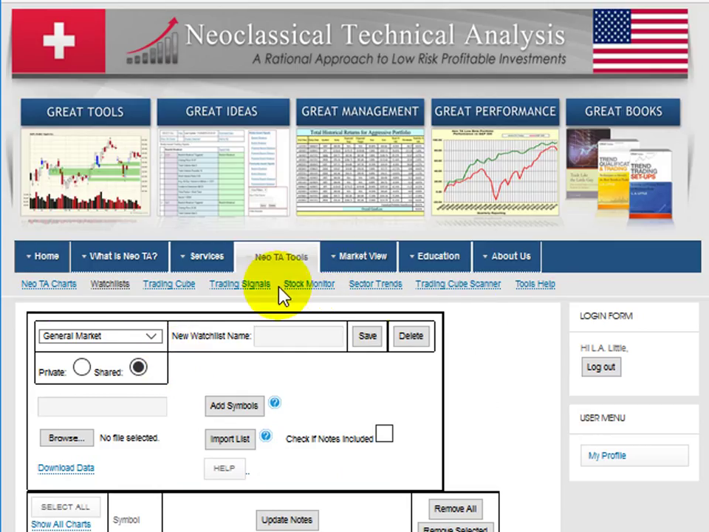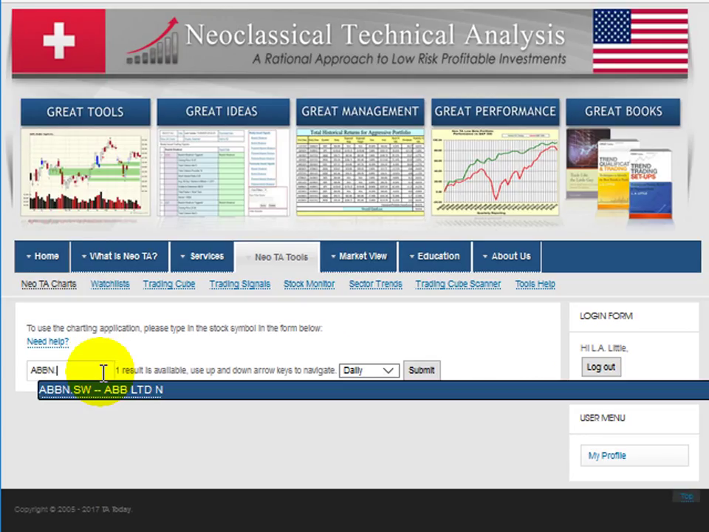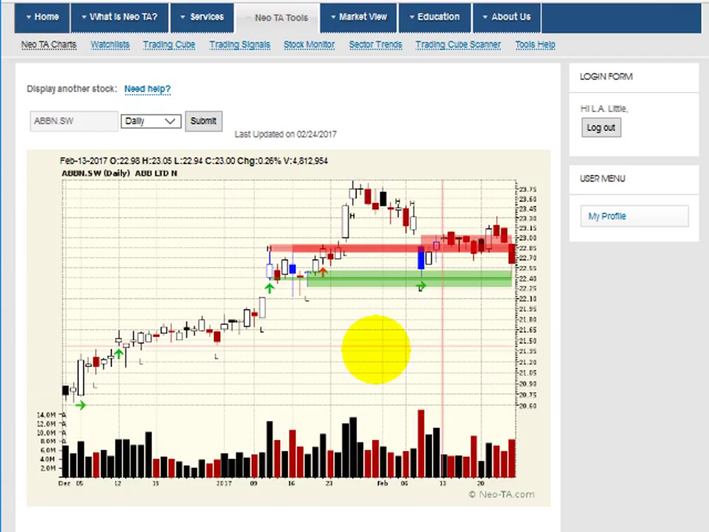We're going to start with the most simple thing, which is just a single chart. So if I go to Neo TA charts and I put in a symbol, and I'll just pick one, here we go, ABB LTD, and I've got it on a daily time frame, and then it pops up and I can look at it. I haven't looked at this yet, so we'll analyze it together.